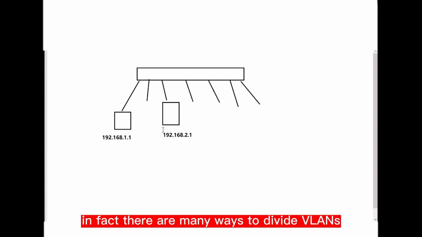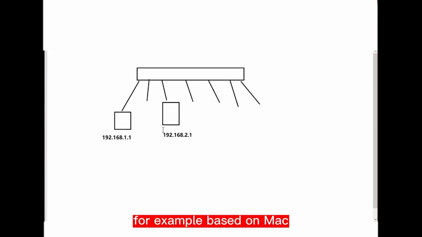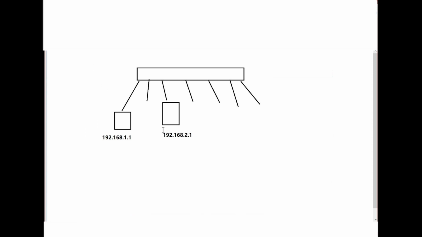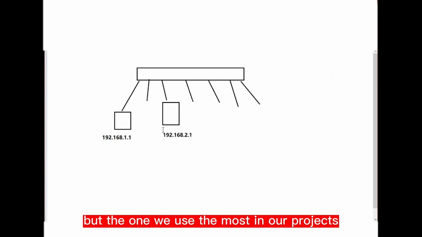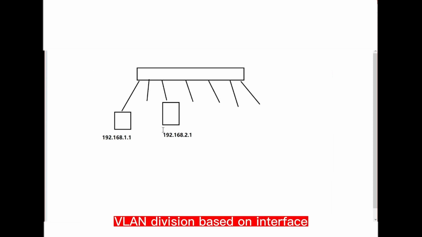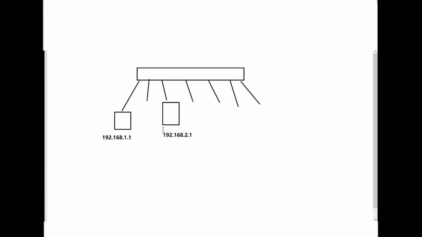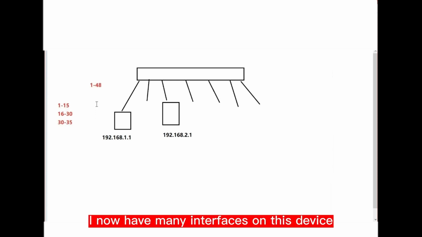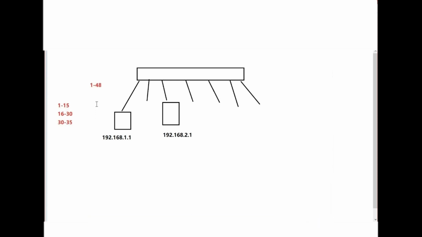In fact, there are many ways to divide VLANs. For example, based on MAC. Even IP-based. Including policy-based. But the one we use the most in our projects is VLAN division based on interface. For example, I now have many interfaces on this device. 1 to 48 interfaces. 48 port switch.